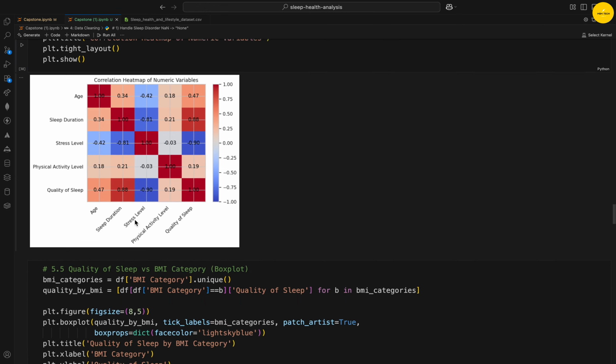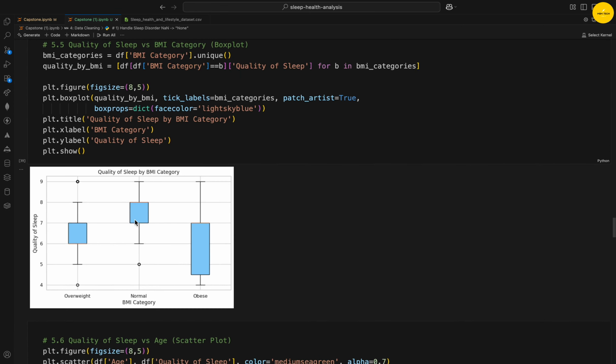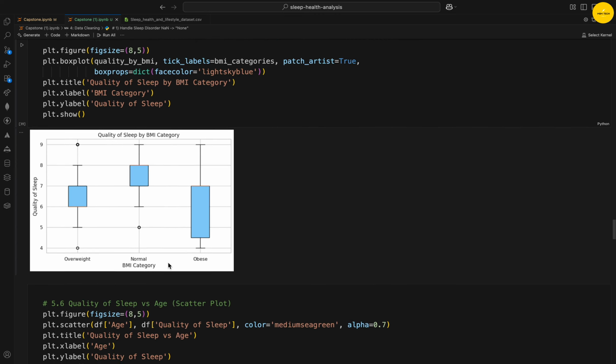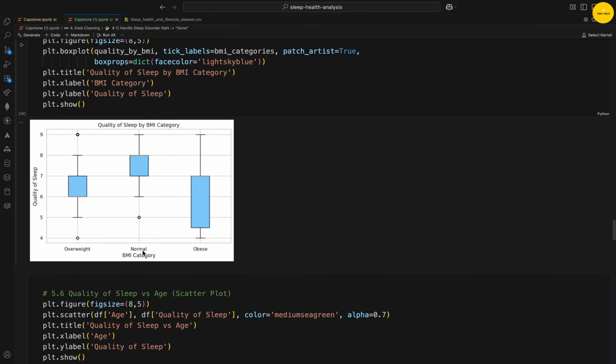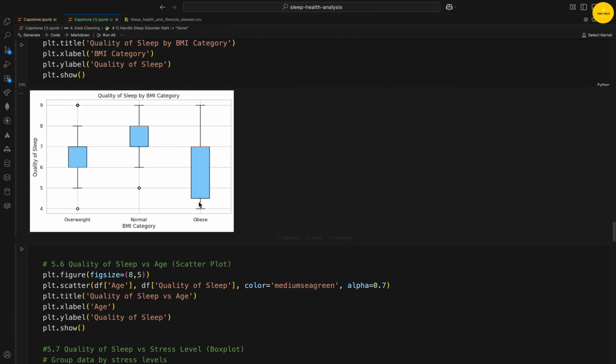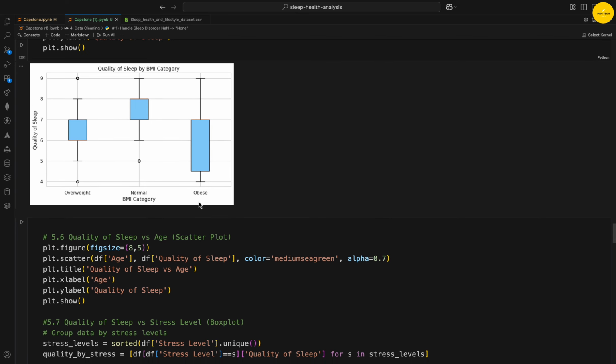So next, I have a chart which shows the relation between the quality of sleep and the BMI category. You can see that people with a normal BMI have a higher average quality of sleep than those who are overweight or obese. This tells us that your BMI can have a big impact on your sleep quality.